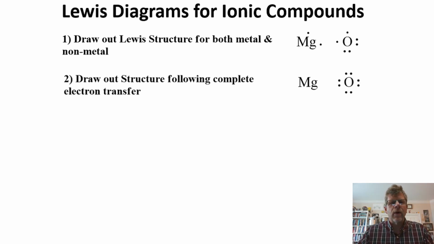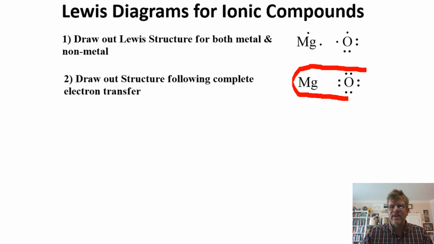Well, we draw out the structure following complete electron transfer. Now, while that may be a mouthful, what that really means is the metal will never have any dots around it. And the nonmetal will always have 4 lone electron pairs around it, always. In any Lewis diagram for an ionic compound, that is always the case. Metal, magnesium, has nothing around it. The nonmetal, oxygen, has 4 lone electron pairs around it.